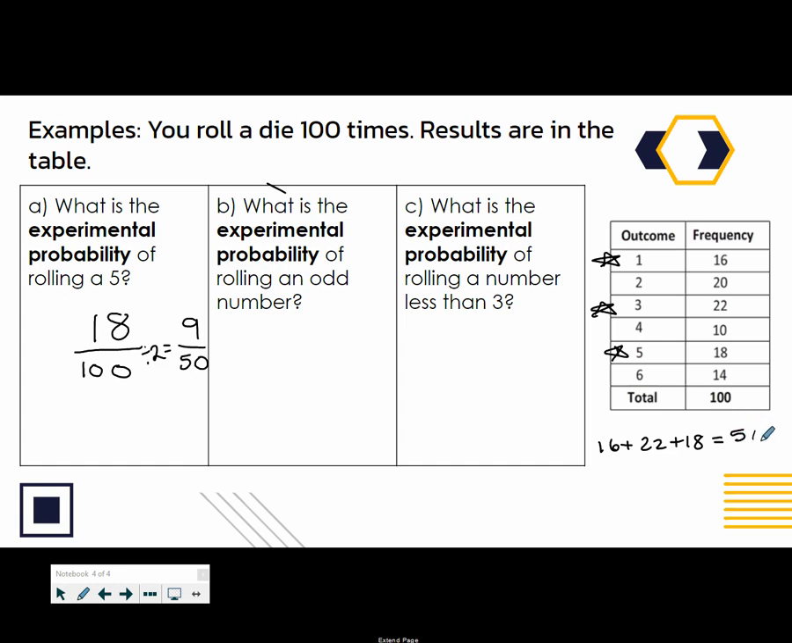Okay, so it should get us 56. So we'd say we landed on an odd number 56 times out of 100 trials. Now these are both even. I could divide by 2 to simplify, but I can also divide by 4, and I'm going to do that since it will get me there in one time of dividing. So 56 divided by 4 will give me 14, and 100 divided by 4 is going to give me 25. So that was my experimental probability of rolling an odd number.